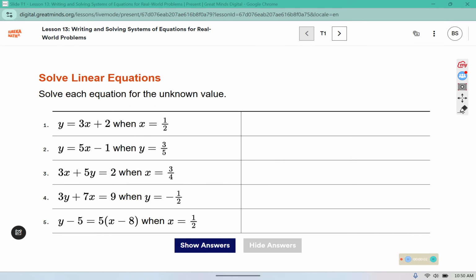Solve each equation for the unknown value. We're going to replace the variable with the number provided to us.